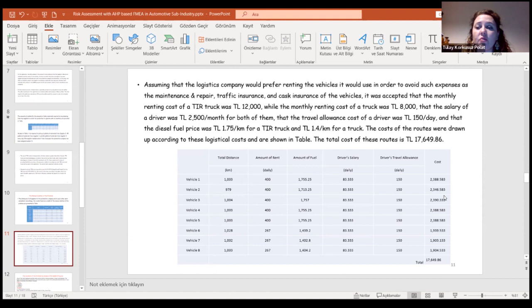The cost of the routes was drawn up according to this logistical cost and is shown in the table. The total cost of these routes is approximately 17,600,000 Turkish liras.